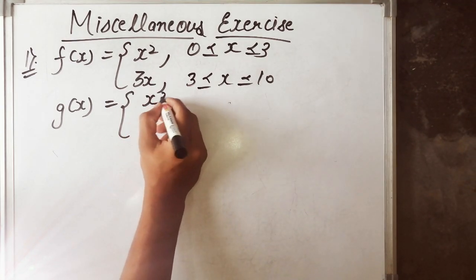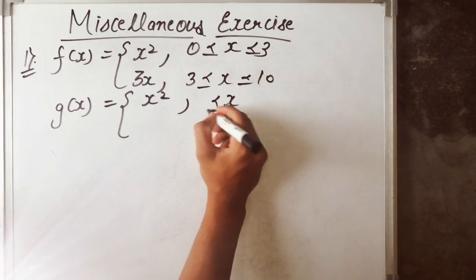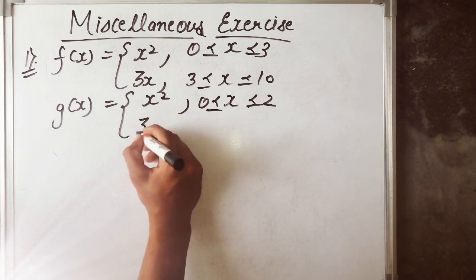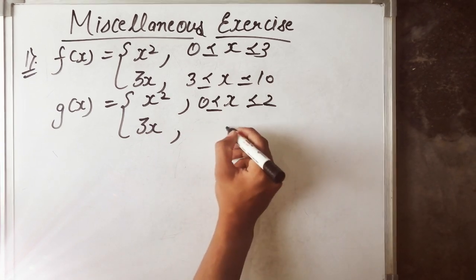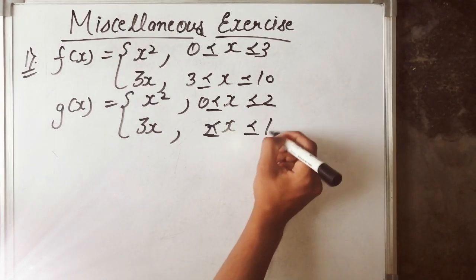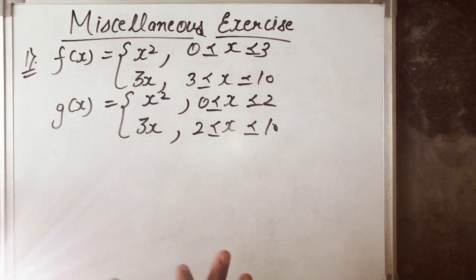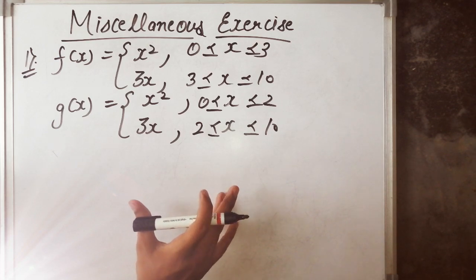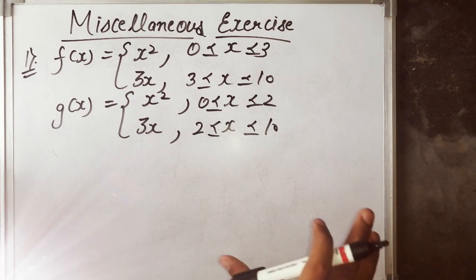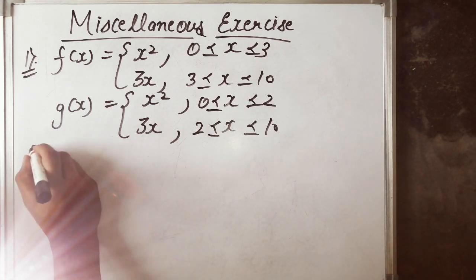So g(x) is x square when the value of x is greater than or equal to 0 and less than or equal to 2, and 3x when x is greater than or equal to 2 and less than or equal to 10. So what is the necessary condition to be a function? For a relation to be a function, an element does not have two images. Let's have a look at the solution.